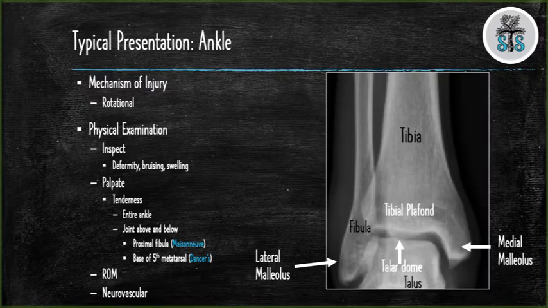Here's a pictorial representation of the ankle joint. The distal tibia is known as the tibial plafond. The tibial plafond articulates with the talar dome. The medial malleolus is the medial flare of the distal tibia. The lateral malleolus is the distal aspect of the fibula.